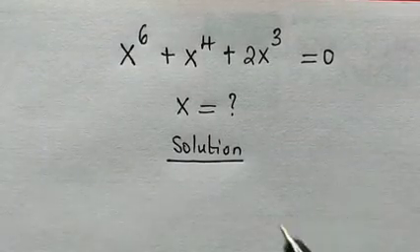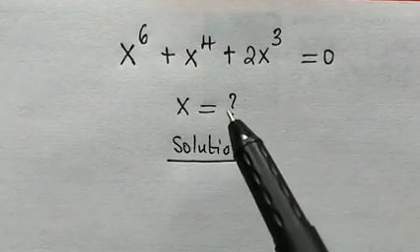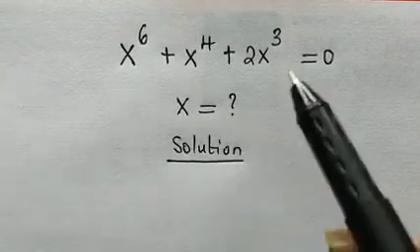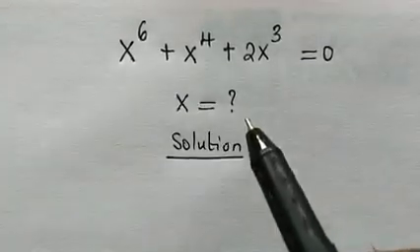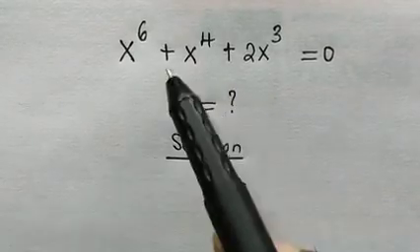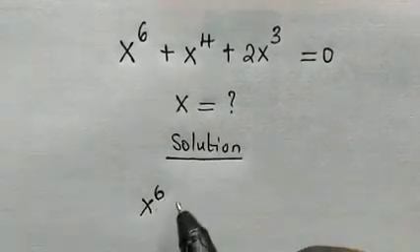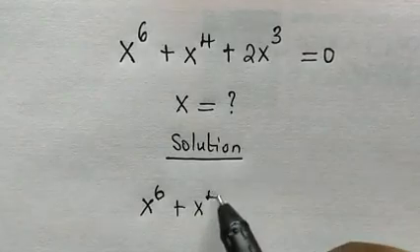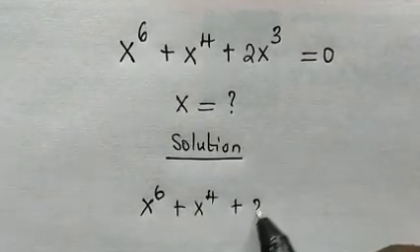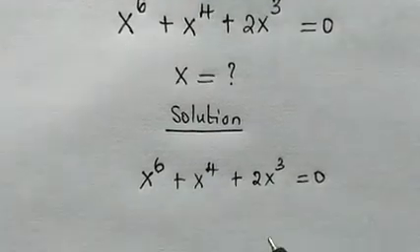Today we have this interesting hexic equation, and we're going to solve for the values of x that will satisfy this equation, both reals and complex values. We have x to the power of 6 plus x to the power of 4 plus 2x cubed. This is equal to 0.